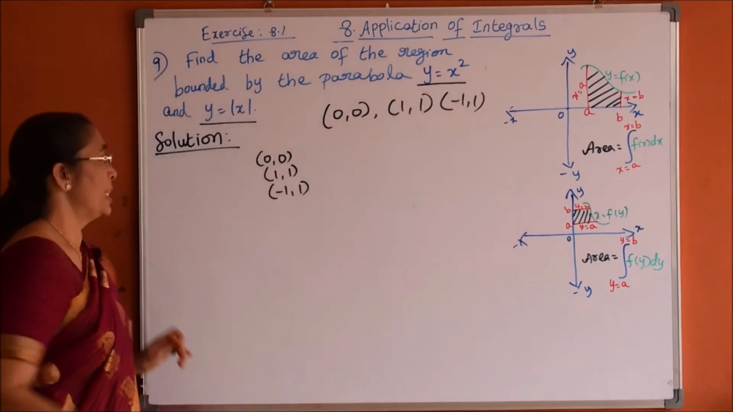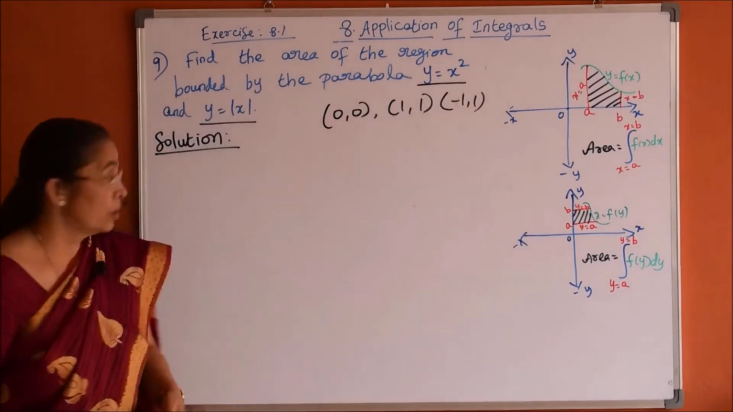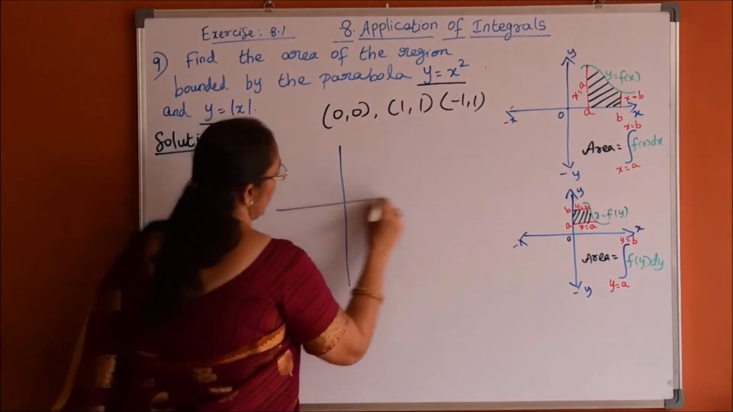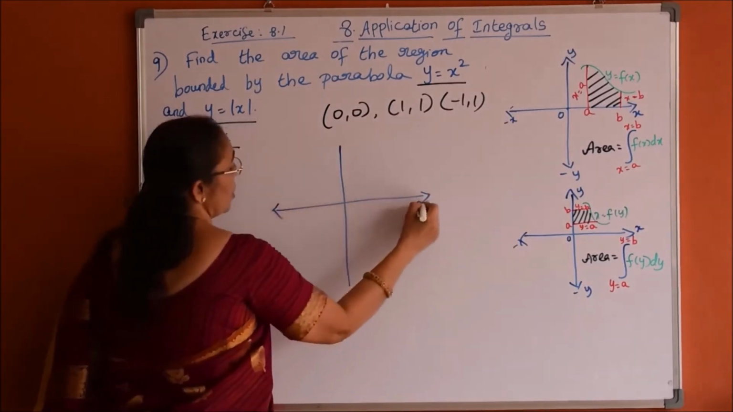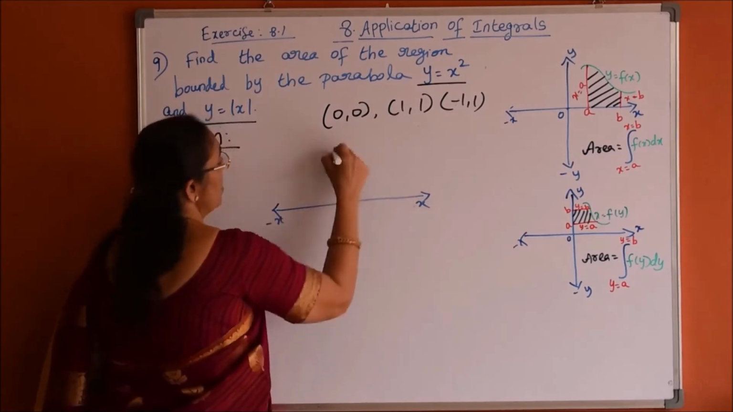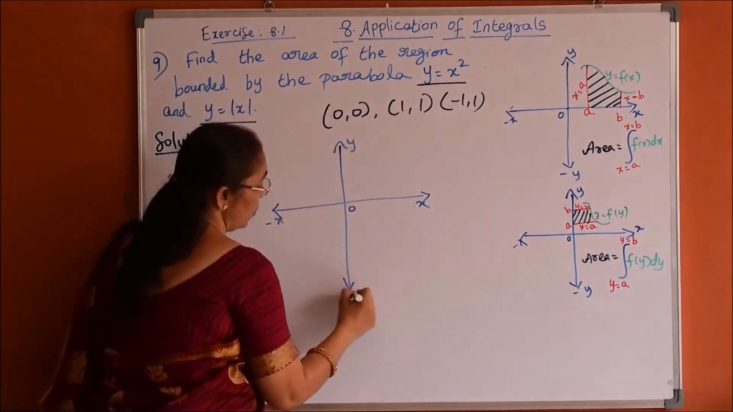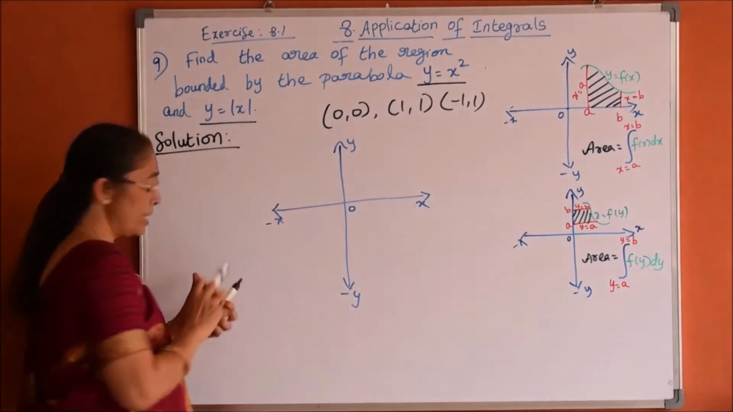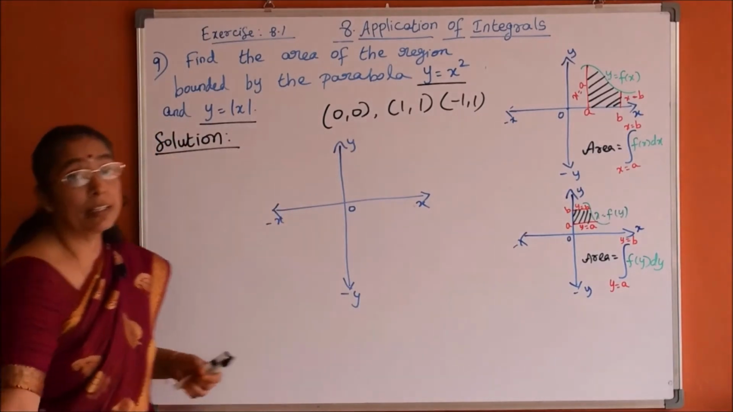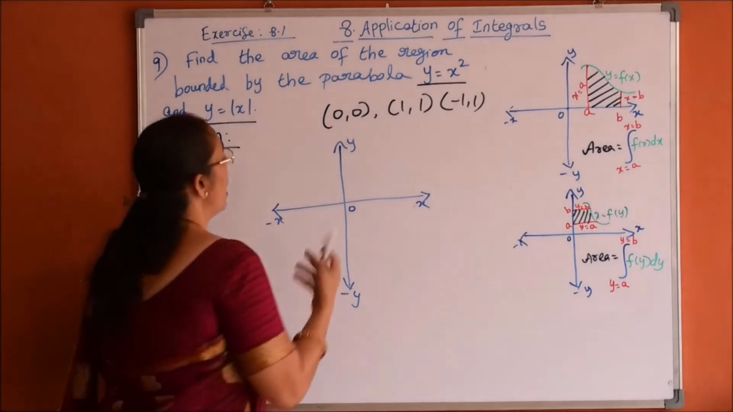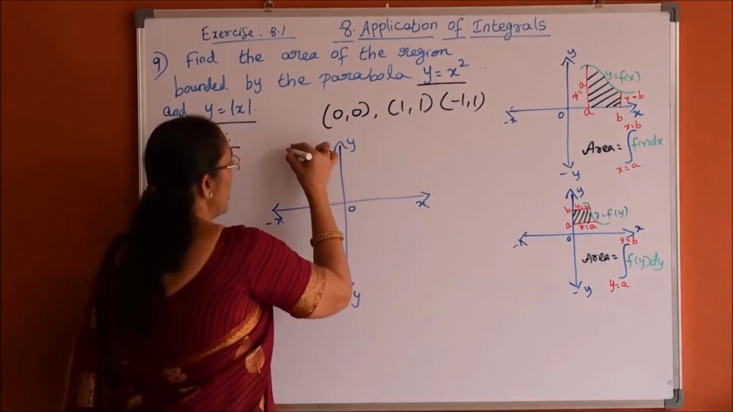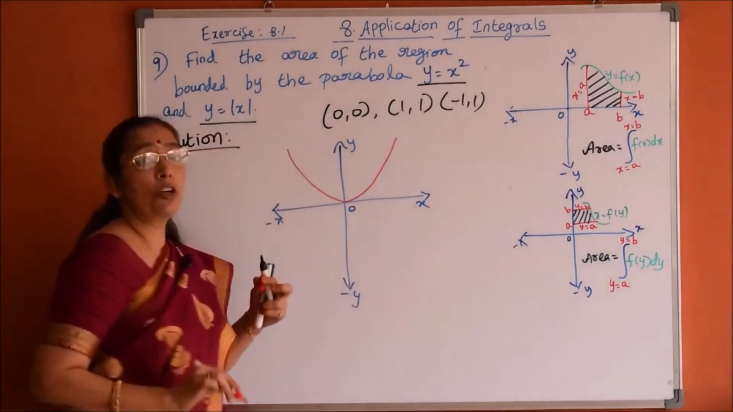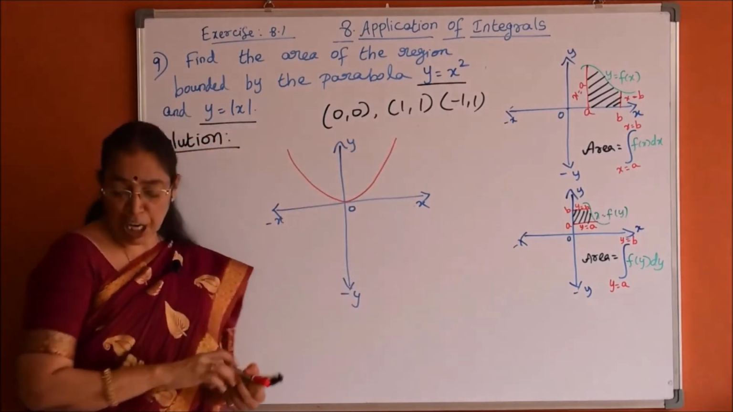Now, let us sketch the graph. So, y axis, x axis, positive x, negative x, origin, y, negative y. How will the first graph be? y is equal to x square is nothing but an upward parabola. So this is y is equal to x square, and y is equal to mod x is the V-shaped curve.